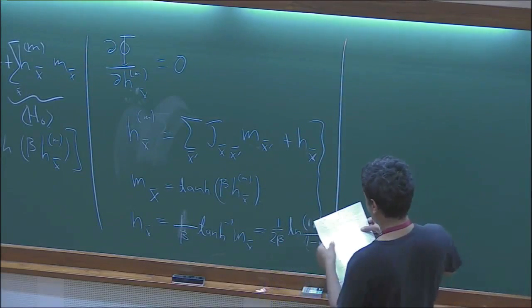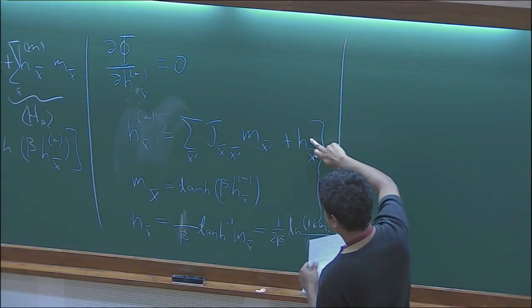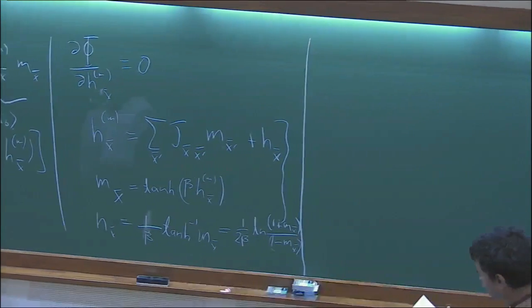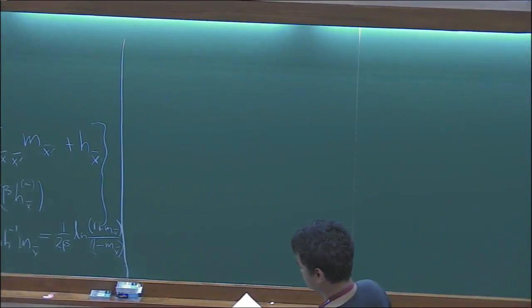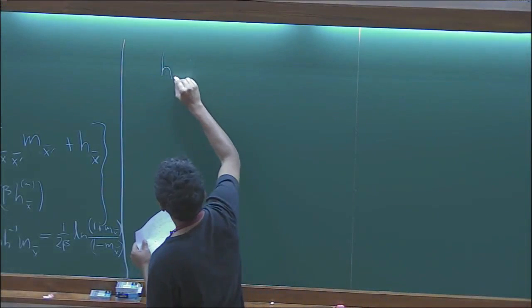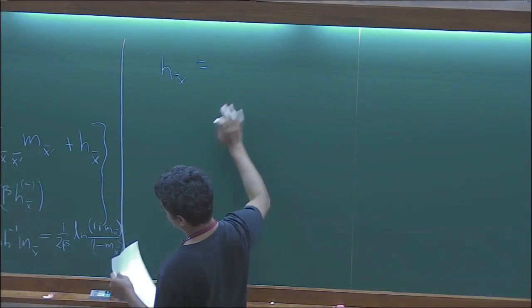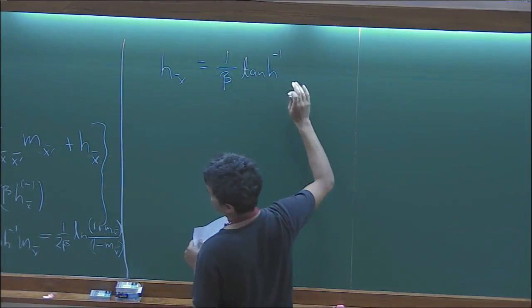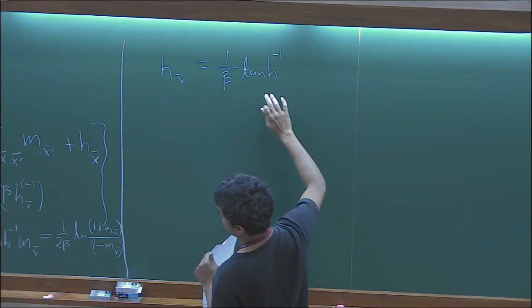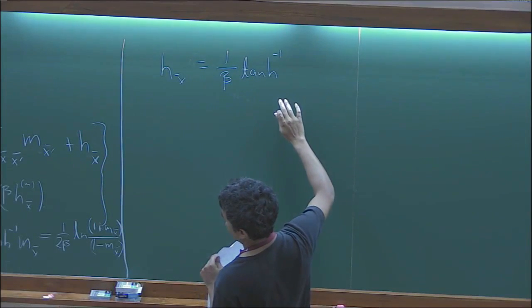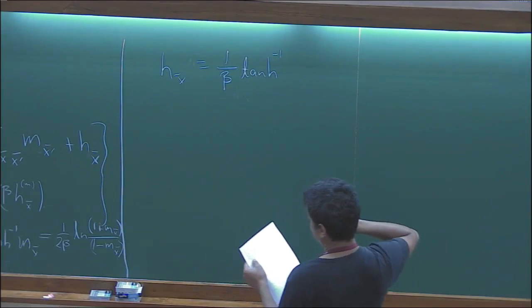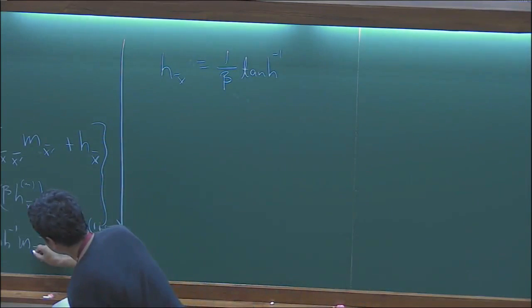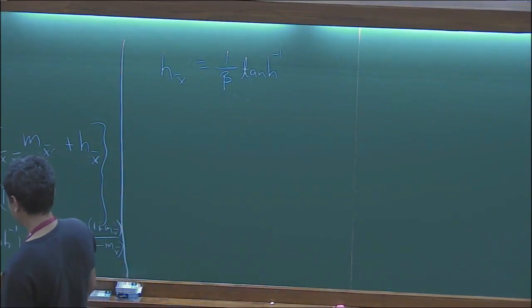let's say these fields are small, so actually it doesn't matter, let's use this only. So 1 by beta. Which one? This one? h x.